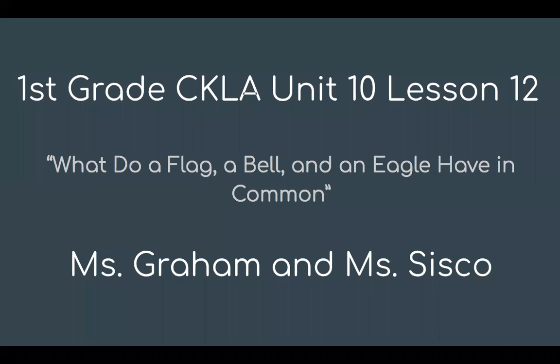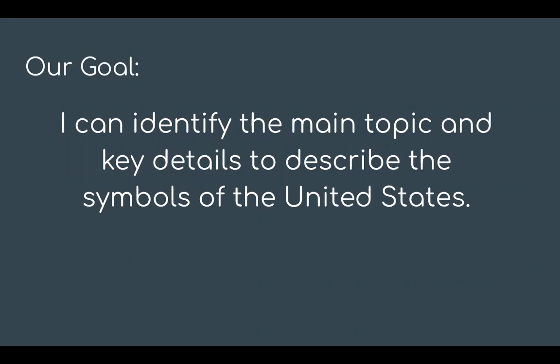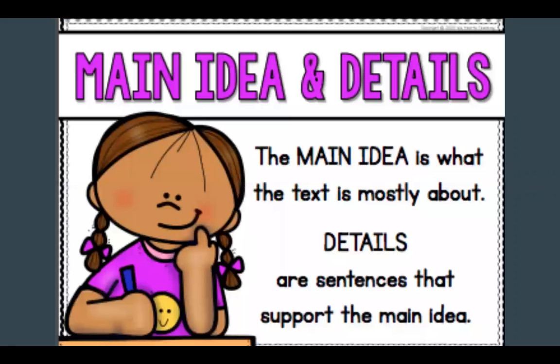Today, we are going to be learning about what a flag, a bell, and an eagle have in common. So, our goal for today's story is I can identify the main topic and key details to describe the symbols of the United States. So I want you to think really quickly.